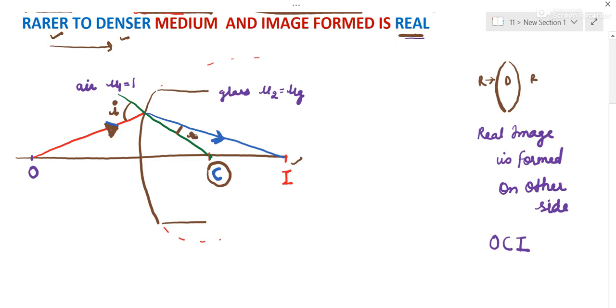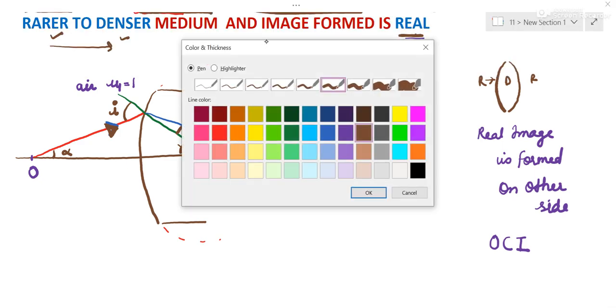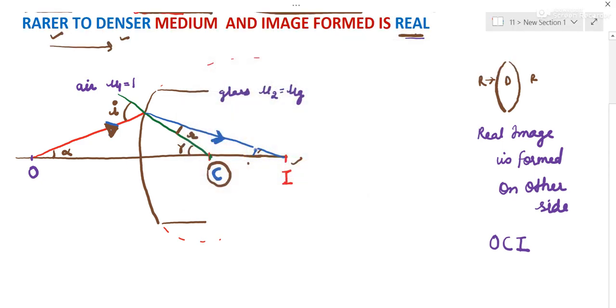So I and R are clear. Now we will label alpha, this is alpha with O, with I it is beta, and with C it is gamma. If this is not clear, the angle with the image is beta, and the angle with C is gamma. And we will drop a perpendicular like this. This is M, this is P. M is a perpendicular. Okay, if you wish, you can label it as N.